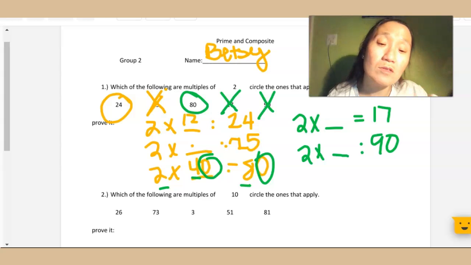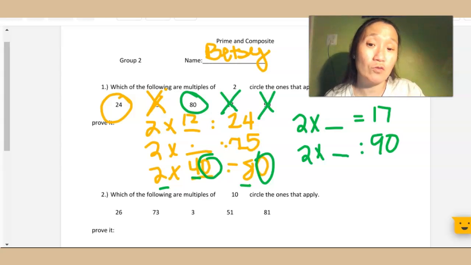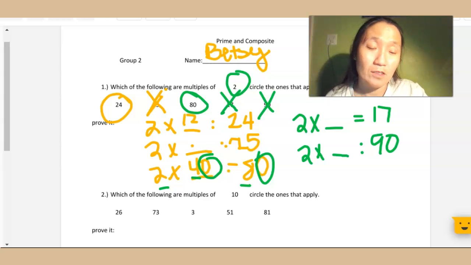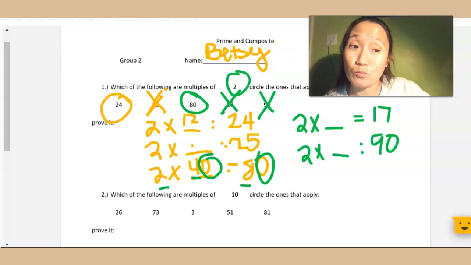There are only 2 numbers that are multiples of 2, and that's 24 and 80. So you have to go through and ask yourself, does this multiplied by anything get those numbers below? You might have to back this video up a couple times and give this a whirl. This is not super easy.